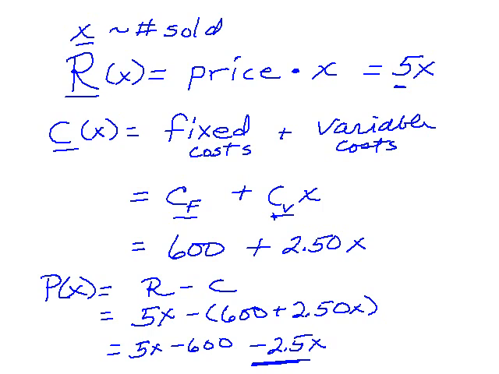I'll show you how that's done wrong. They write 5X minus 600 plus 2.5X, and then you end up adding the variable cost into your price, so that'd be 7.5X minus 600, when it should be 2.5X minus 600. I just want to point that out.